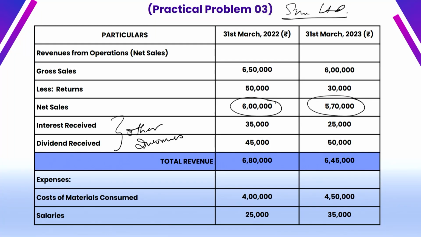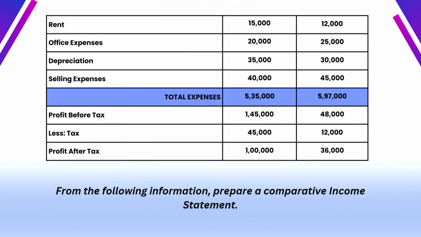Some of the expense items are the cost of material consumed, which has significantly increased by 50,000 rupees, and salaries, which increased to 35,000. Other elements like rent have decreased, but office expenses have increased, as well as depreciation and selling expenses. So the total expenses are 5,35,000, and for the following year it is 5,97,000. So we have to prepare a comparative income statement. So let's solve it.